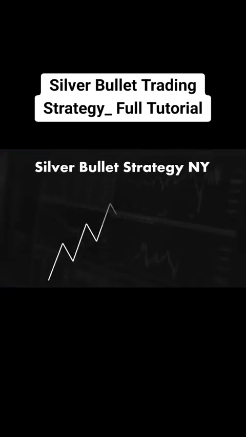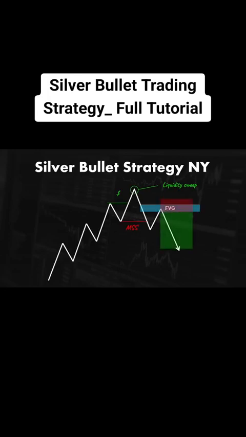In the next part of the video, let me introduce another setup for the Silver Bullet model, similar to the first one with one major difference. It is the same combination of liquidity sweep, followed by a market structure shift with an imbalance. But the difference here is that this liquidity sweep happens inside the New York session. So the same exact rules are valid for this trading setup as well.